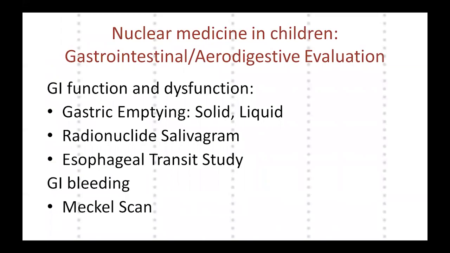So nuclear medicine studies in children can evaluate GI function and dysfunction using a gastric emptying study with either a solid or a liquid meal, a radionuclide salivagram, and an esophageal transit study with either liquids or soft solids. And let's talk a little bit about evaluation of GI bleeding with a study that's usually performed only in children, and that is the Meckel scan.